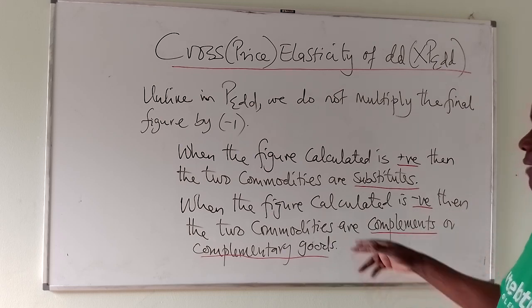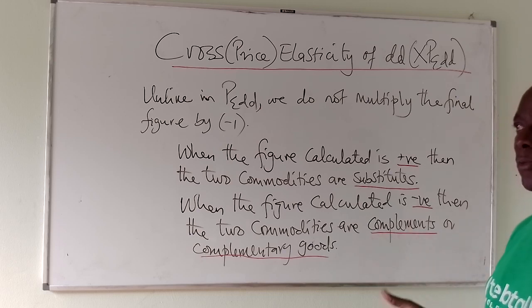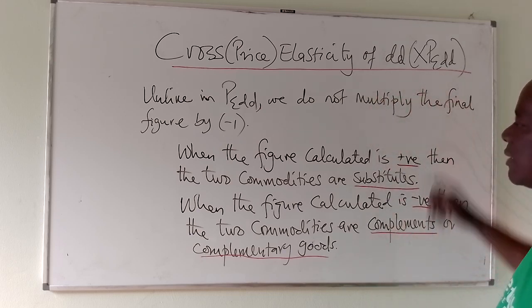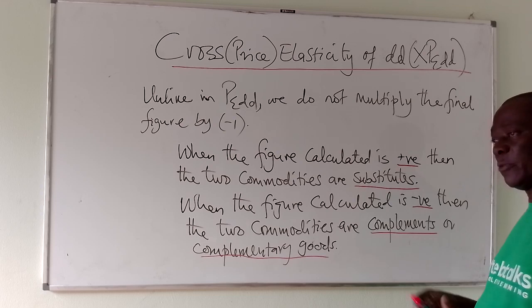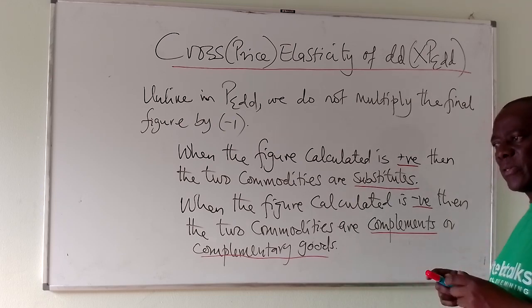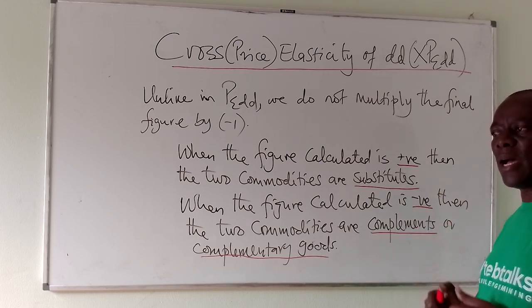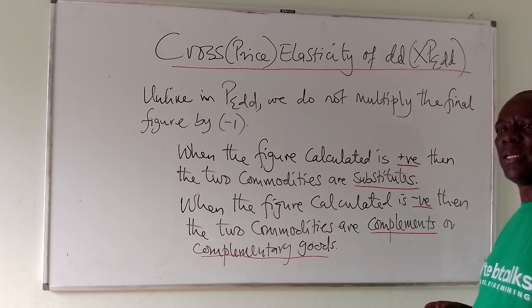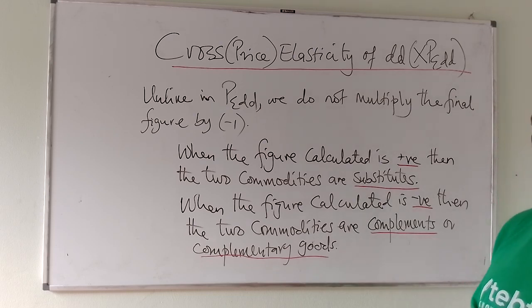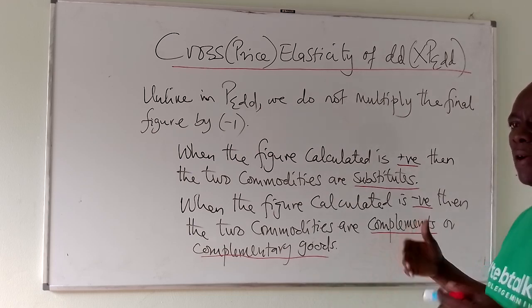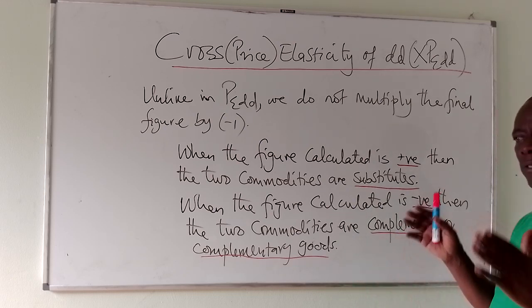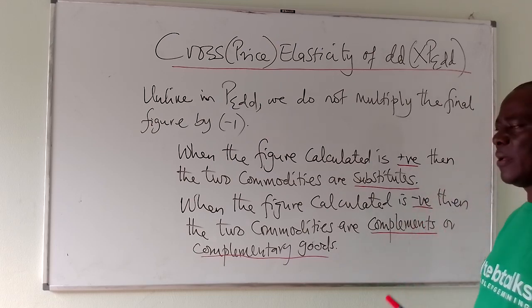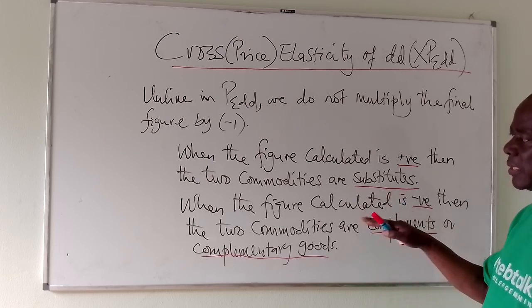And if it is zero, I've not written it here, though it is rare to have zero. In case you calculate cross price elasticity of demand and the answer is zero, that means there is totally no relationship between the two commodities. In other words, the price of a shirt changing may not have any relationship with the quantity demanded of onions. You cannot say people are not demanding onions because the price of shirts has gone up. These have no relationship at all. So if the answer is zero, better know that there is no relationship between commodity X and commodity Y.